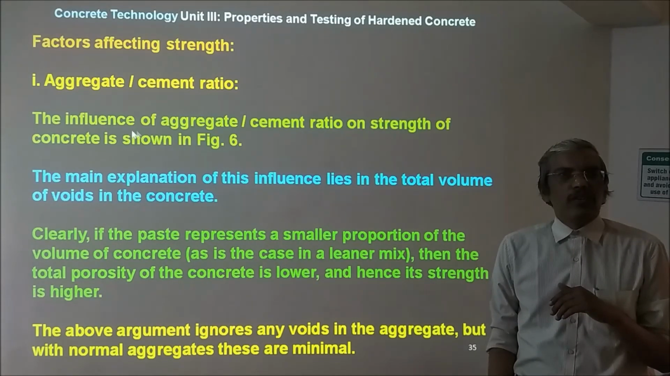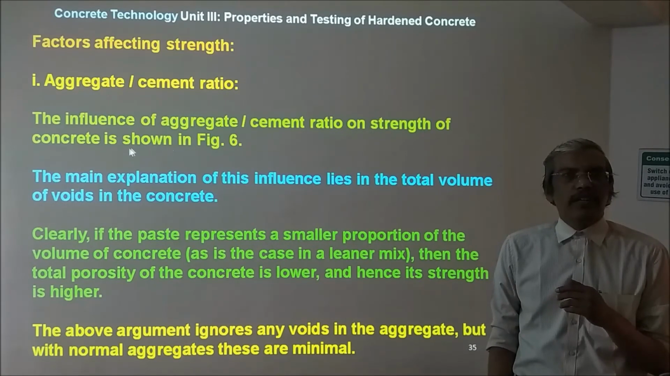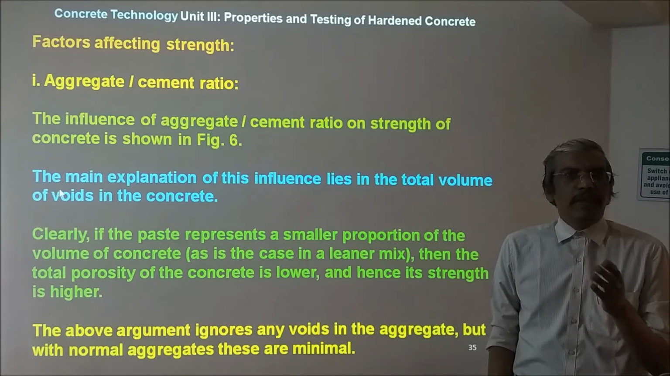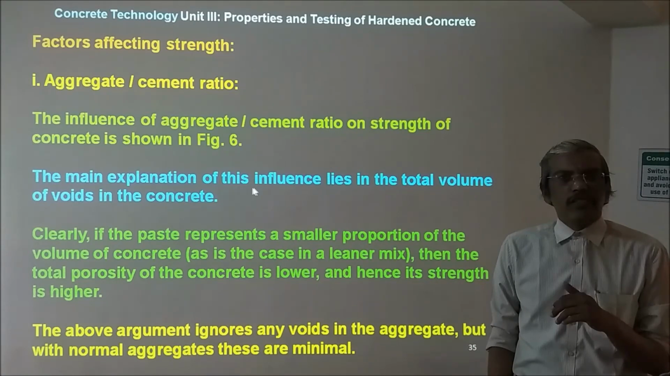The influence of aggregate cement ratio on the strength of the concrete is shown in figure 6. It is on the next slide, we will see it. The main explanation of this influence lies in the total volume of the voids in the concrete.